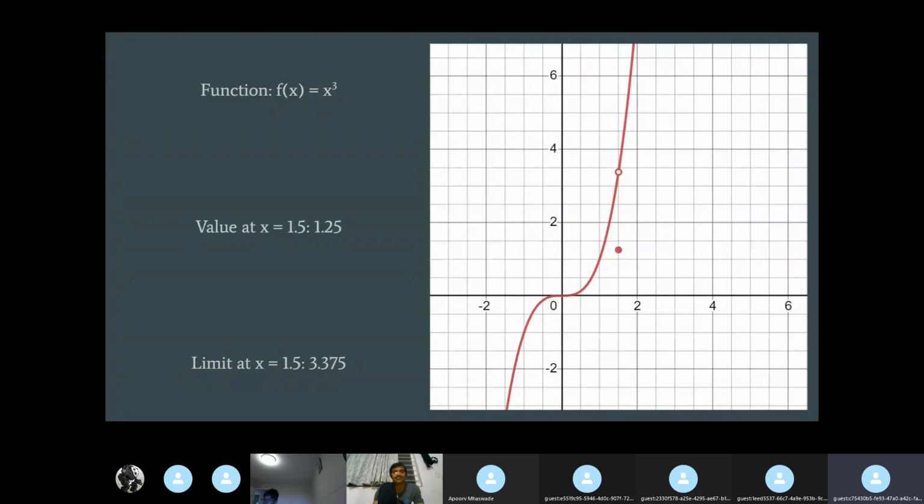I understood how the limit is 3.375. I don't understand how f of x becomes 1.25 at 1.5. Yeah, so if it was just a simple f of x equal to x cubed graph, it would be 1.5 cubed at x equal to 1.5. However, I have defined that the value of f of x when x is 1.5 will not be 1.5 cubed. It will just be 1.25. Okay, got it.